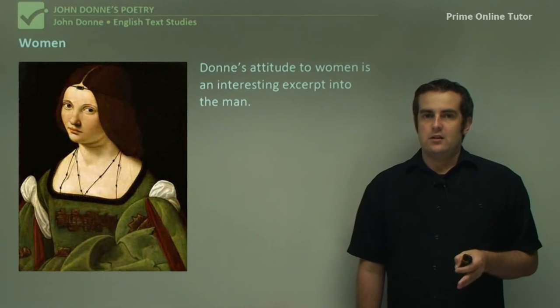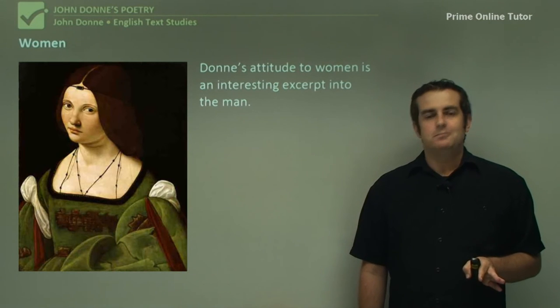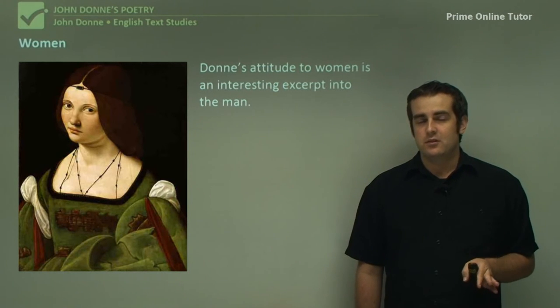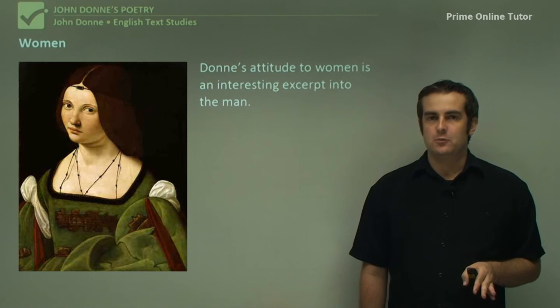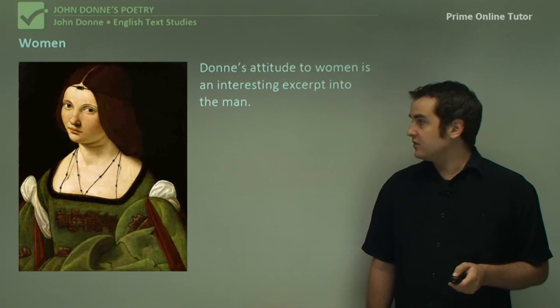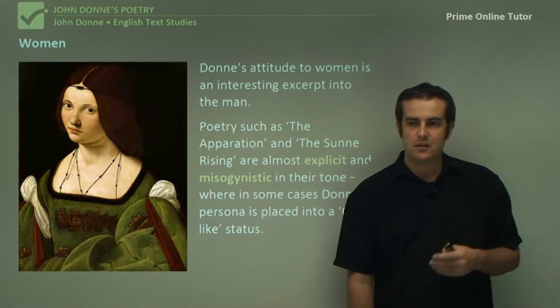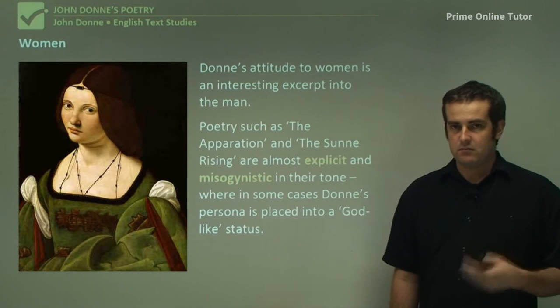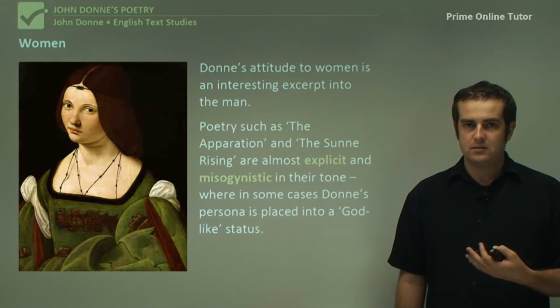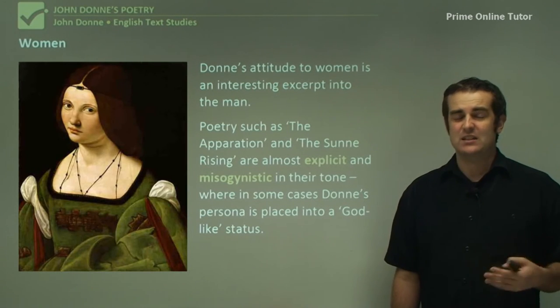Next one we're going to look at is women. Now, women are a very complex theme in Donne's poetry, and certainly they're a very interesting excerpt into the man. You'll notice that in poetry such as The Apparition and The Sun Rising, where there's a very explicit, and he talks about his love affairs fairly explicitly for the time.